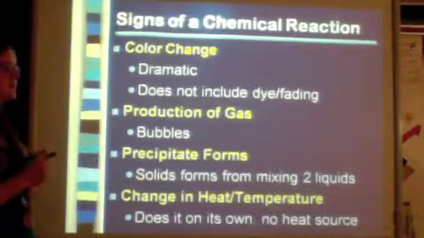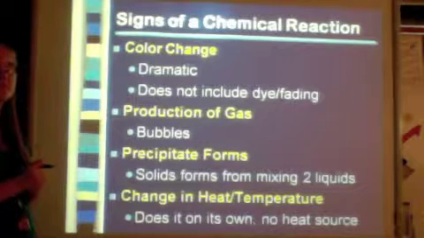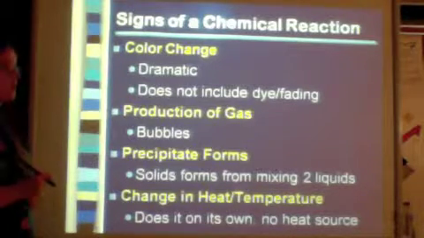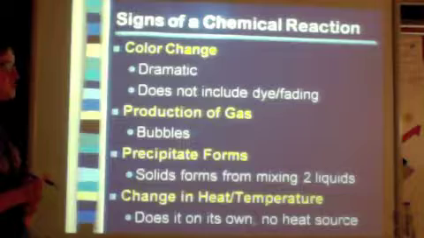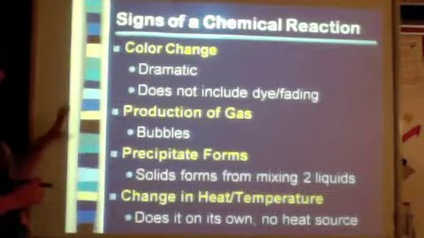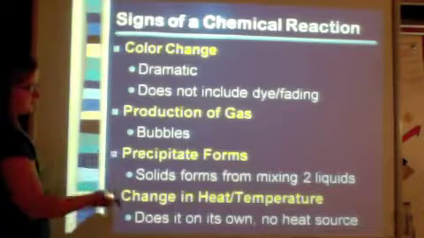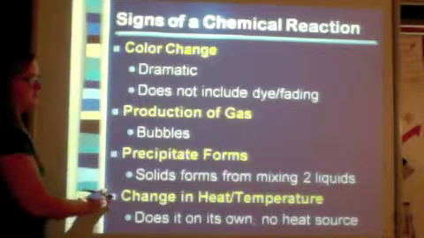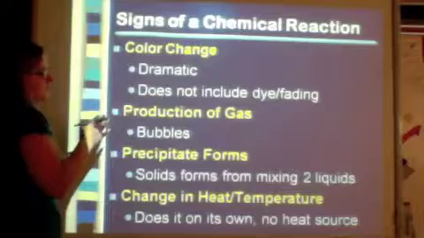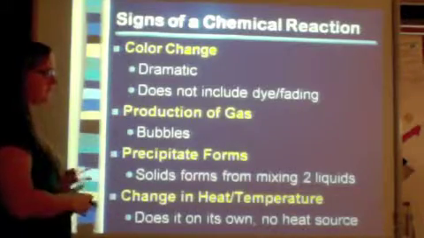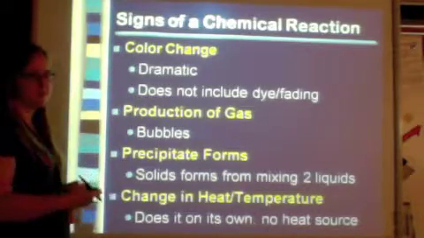Now, key thing for chemical reactions is you have to be able to tell when a chemical reaction occurs or not. So some key things that you're going to look for is the following. The main stuff is in yellow: a color change, production of gas, precipitate forms, change in heat or temperature. But you're not going to know if this happens unless you actually see something occurring.